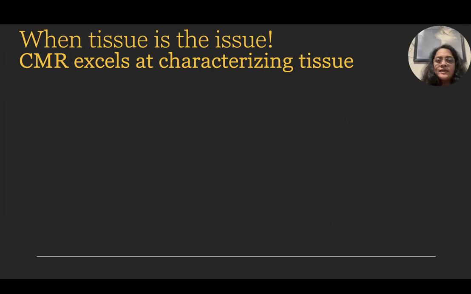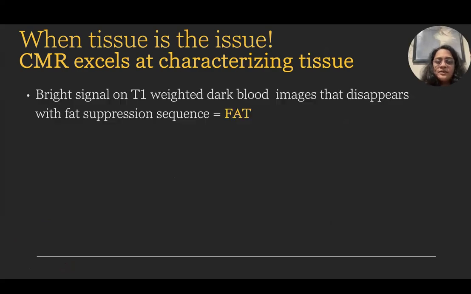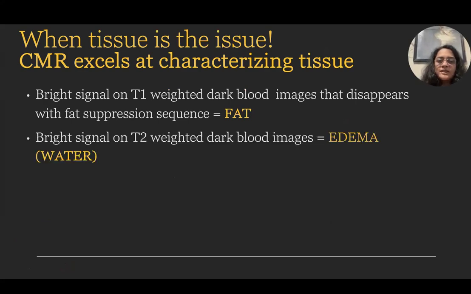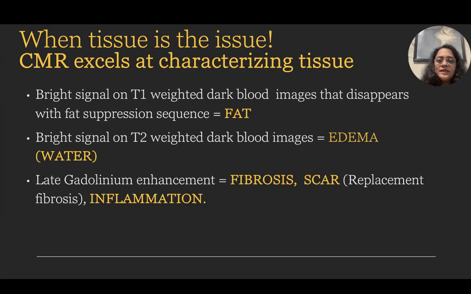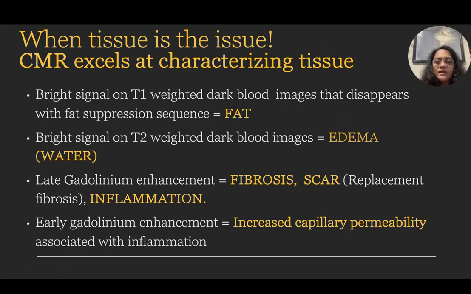Cardiac MRI excels at characterizing tissue using various CMR-based sequences such as T1 and T2, which can reliably identify fat and edema. Using gadolinium-based contrast agents and delayed imaging techniques, the presence of fibrosis, scar tissue, and inflammation can be identified. CMR can also be used to identify increased capillary permeability based on early gadolinium enhancement images.